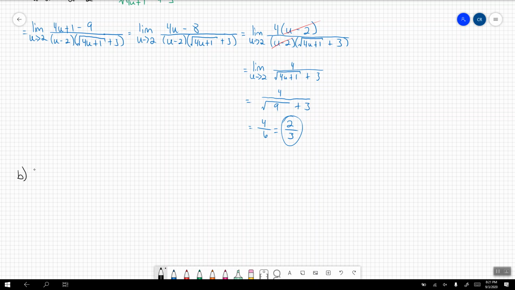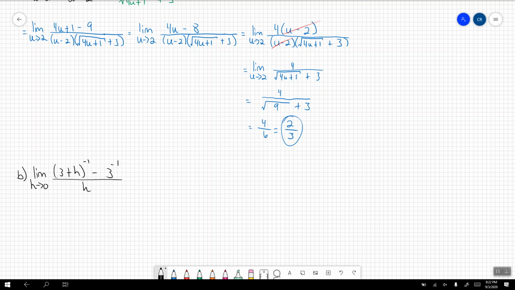Part B. We want to observe the limit as h is approaching 0 for the quantity of (3 plus h) to the power of negative 1 minus 3 to the power of negative 1, all divided by h.